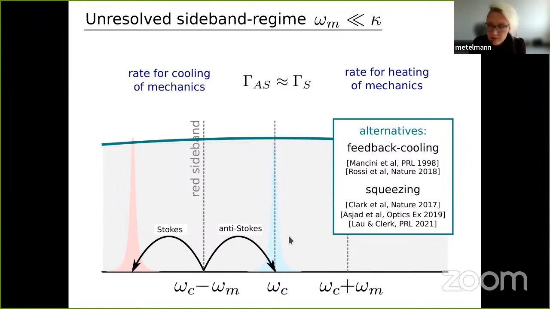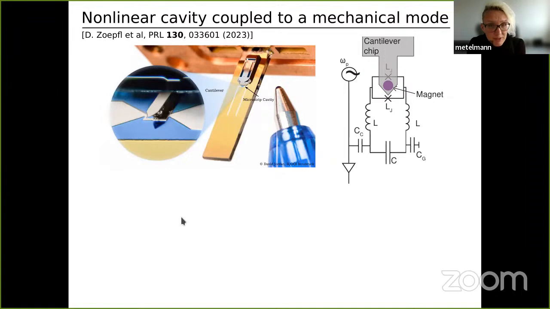So these are ideas people have thought about, and people have tried to implement them. The route we took is a bit different, although it will also involve some squeezing, because what we did is we worked together with Gerhard Kirchmair's group in Innsbruck, who did the actual experiment. We just did some calculations. We want to use nonlinearity to help us.